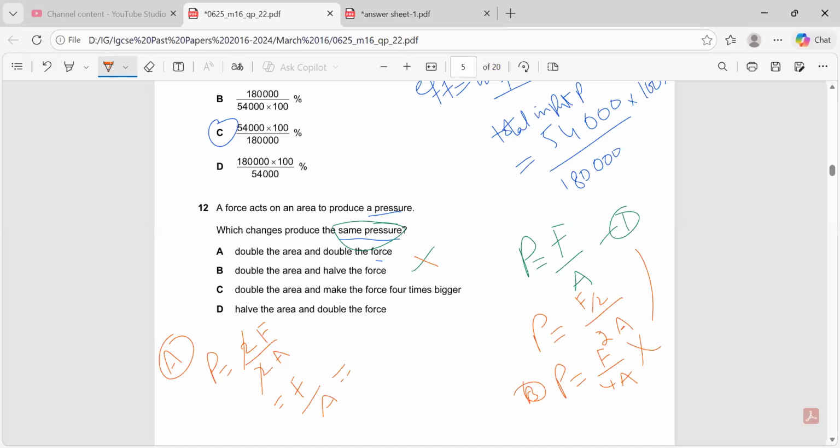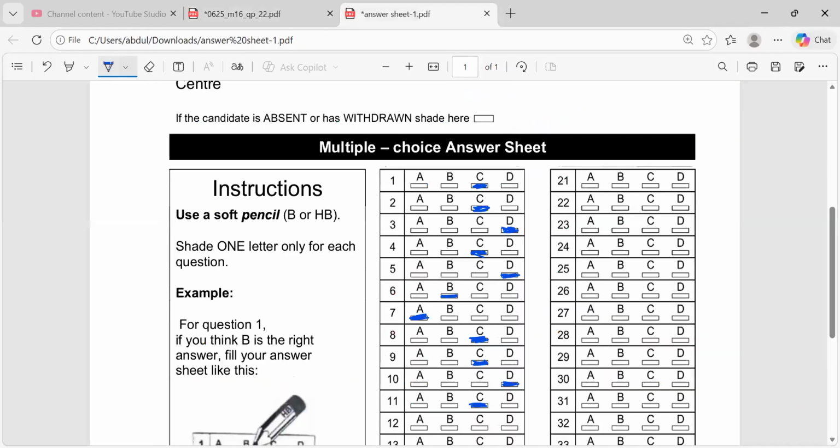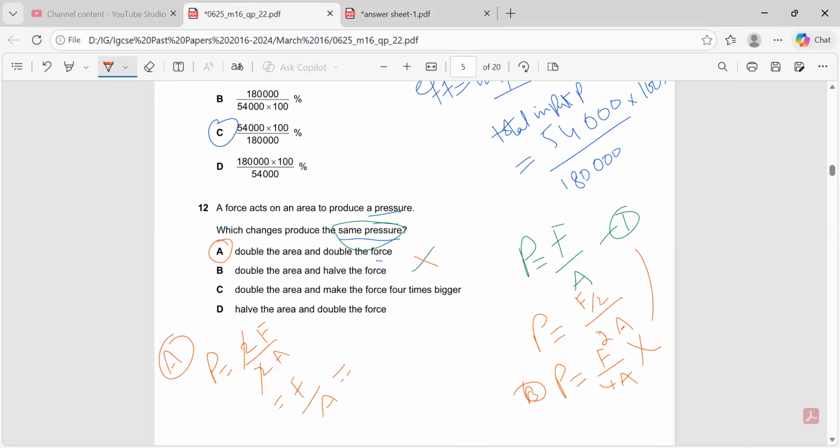So the correct answer for 12 is A. You can place values and check the answers again. Please read the question and check the answer. If there is any problem, feel free to ask me. They want pressure. First of all, the equation is force over area. What changes produce the same pressure? When we double the force and double the area, the 2 cancels with the 2 and again the answer is the same: pressure is equal to force over area. So the answer for question number 12 is A.